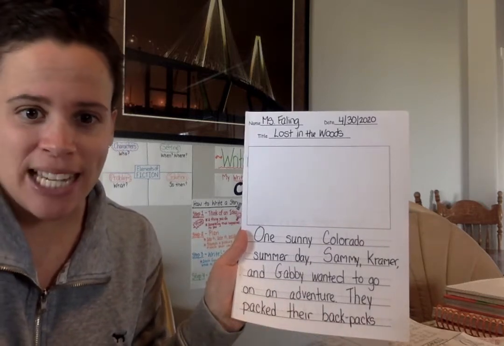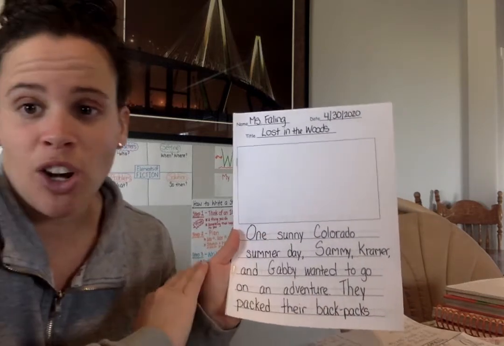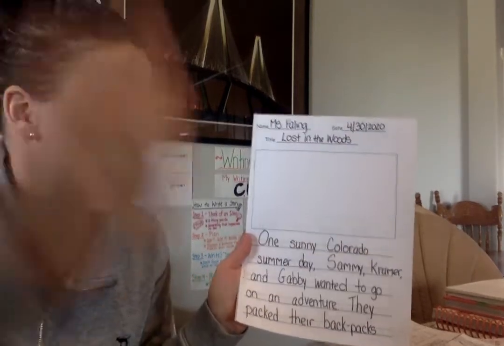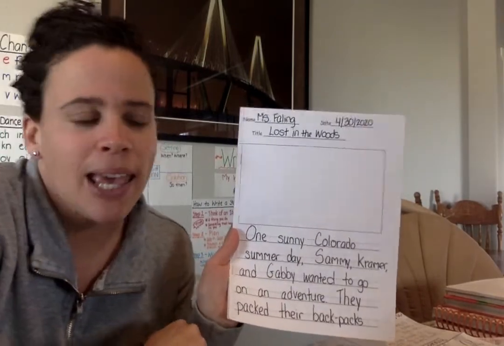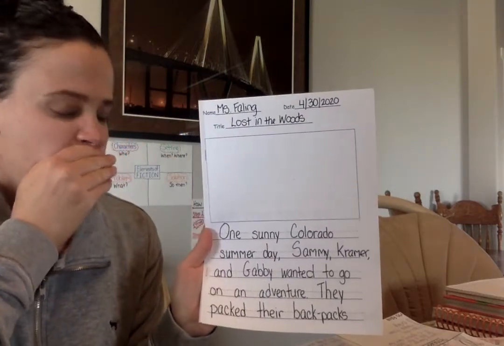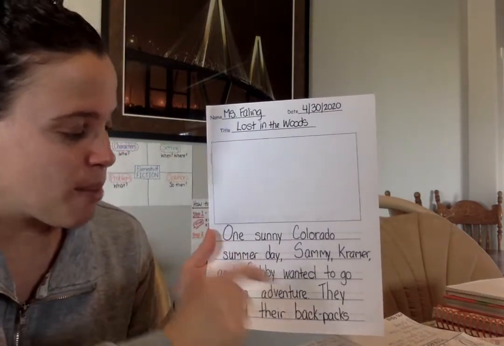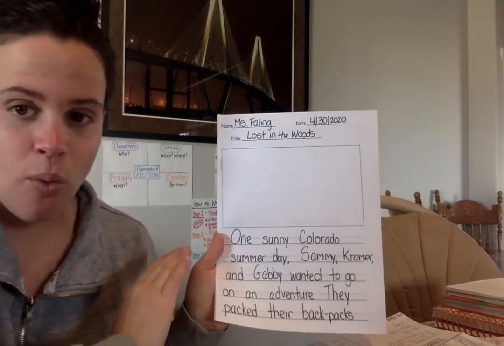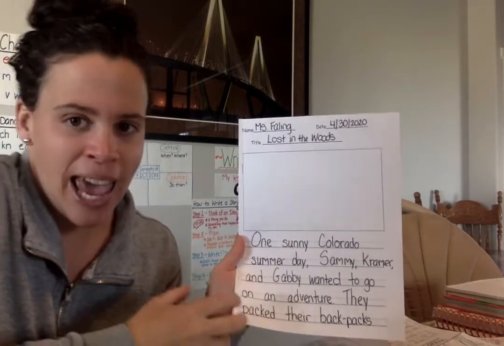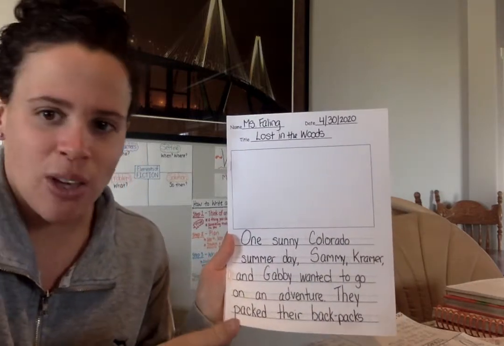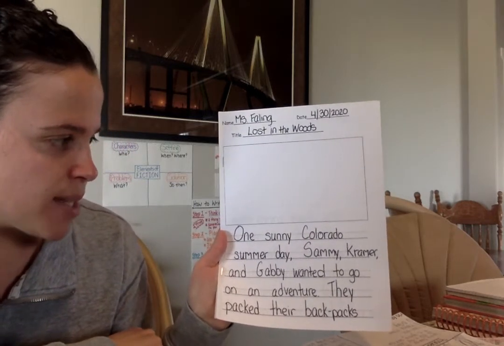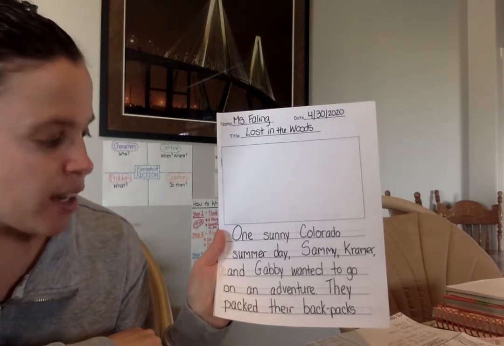So right there in the first sentence, okay, you can start your story once upon a time. Remember it's a fictional story, so you can most definitely start once upon a time. You can say one gloomy day, one rainy day, whatever your story is taking place. So right in my first sentence, I have not only where it's taking place, when, I add to that in the next page you'll see, but also I have my characters right there. So again, one sunny Colorado summer day, Sammy, Kramer, and Gabby wanted to go on an adventure.